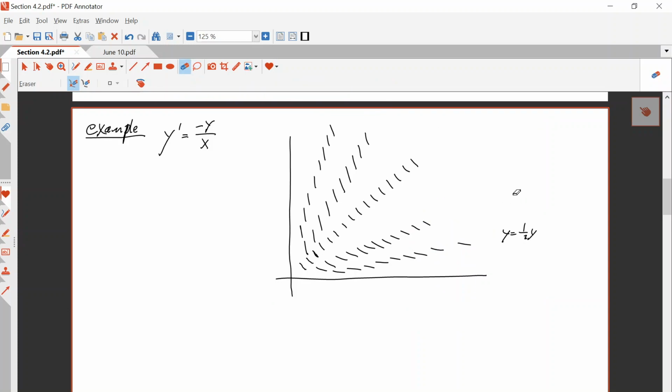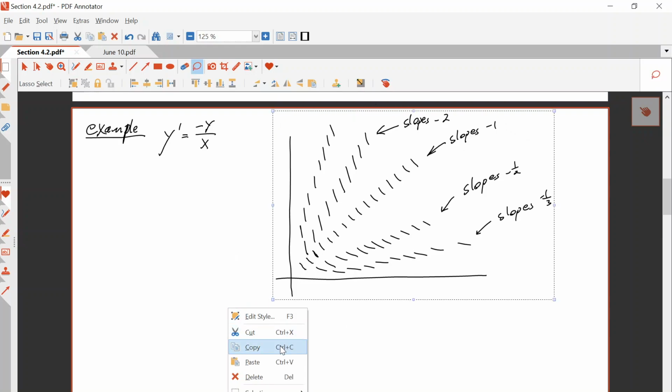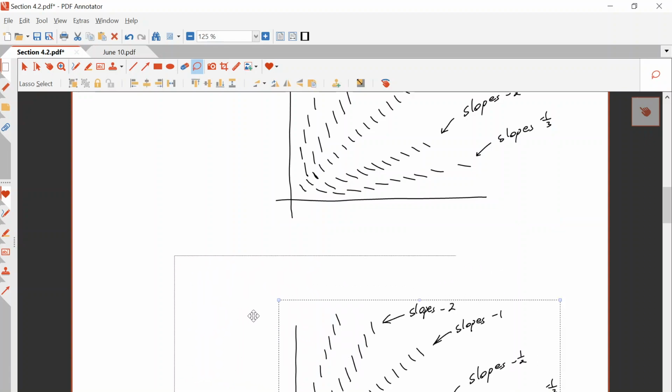So these are slopes -1, -3, -2. Slopes -1, slopes -1/2, slopes -1/3, slopes -2, and so on and so forth. And you can have however many lines through the origin to represent that.